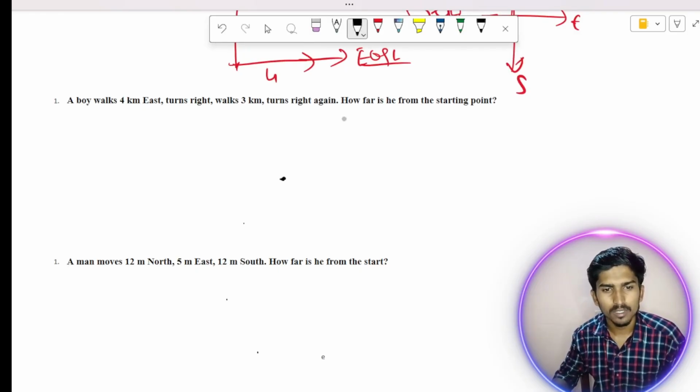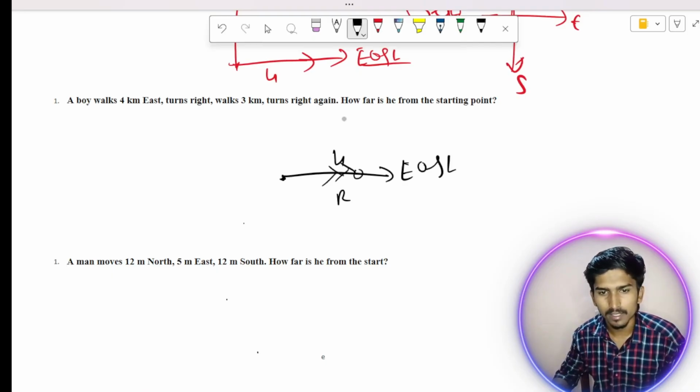It is the starting position of a boy, and walks 4 kilometers. This is the east direction. Okay, 4 kilometer, and turns right. What is the right to him? If he is moving like this, this is the right, this is the left. Right side, 3 kilometers. Turns right again.